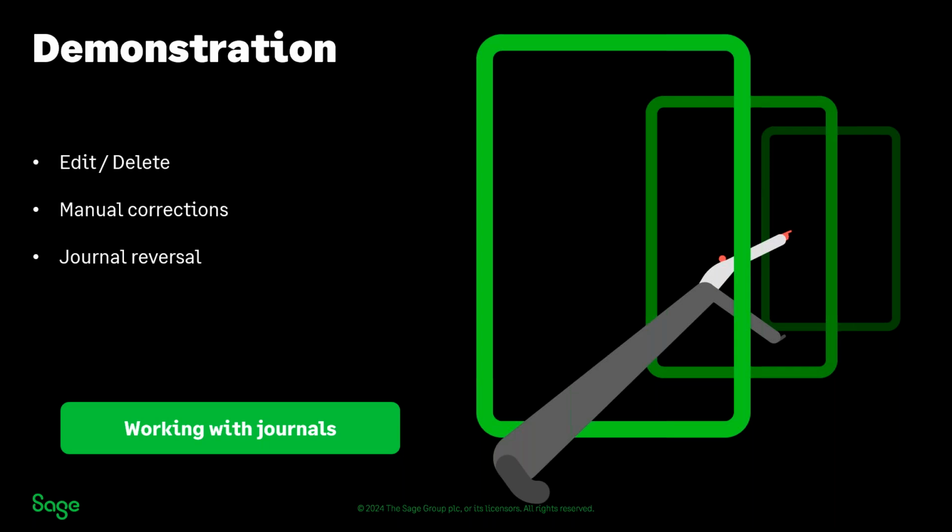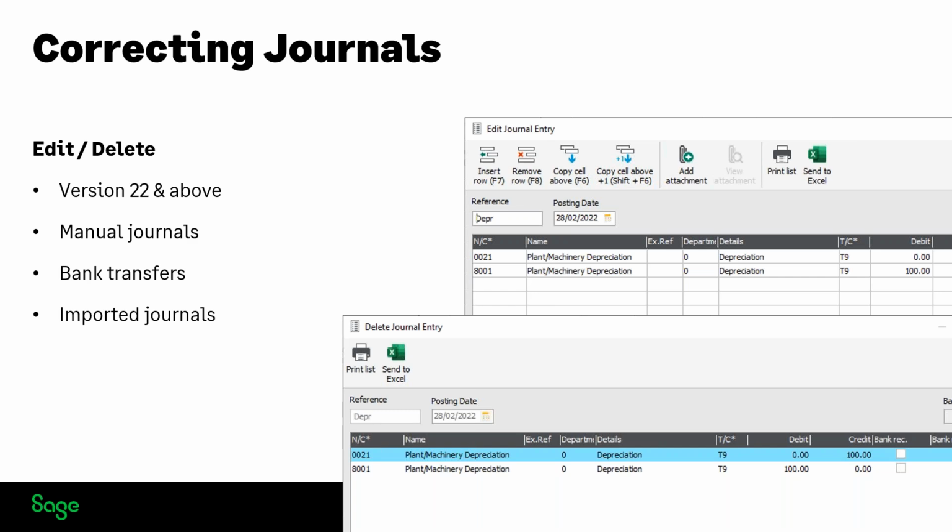I've included some links on the slides, so working with journals, for instance. If you've downloaded the slides, those links will take you to the relevant Help Center article, and that should help you get at the information a little bit easier, but it should be easy to find that information anyway in our Help Center, should you need it. So we're going to start with correcting journals first of all.